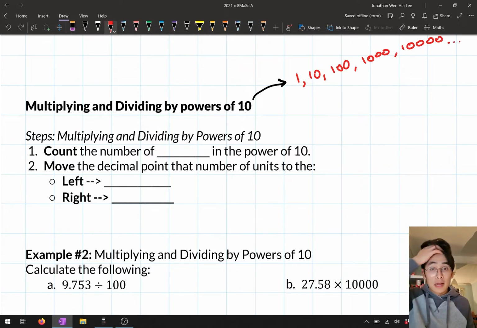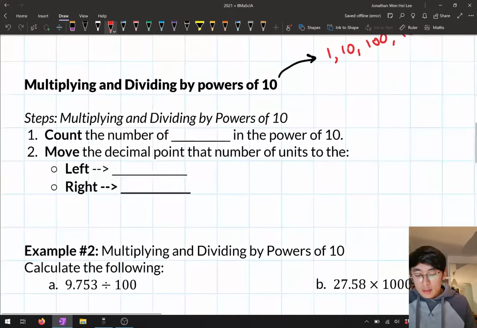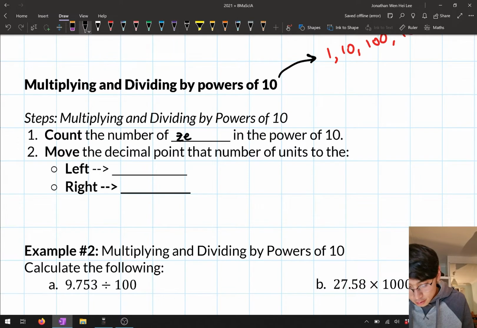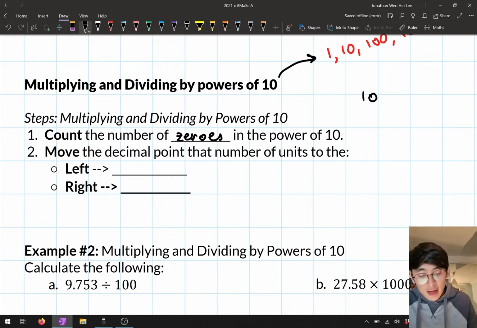And so when we multiply and divide with powers of 10, there's actually a really nifty pattern that we're going to notice. These are the steps that I want you guys to follow. The first thing is count the number of zeros in the power of 10. It tells you what power of 10 it is. So for example, if I've got 1,000, how many zeros does 1,000 have? Well, I've got 1 zero, 2 zeros, 3 zeros. So that's 3 zeros. Okay, so that's the first step. Count the number of zeros.